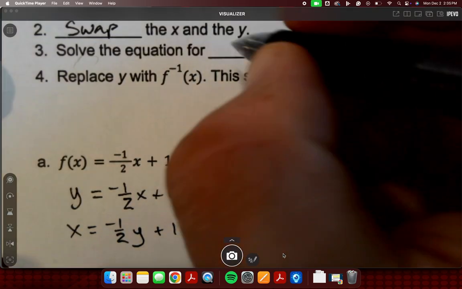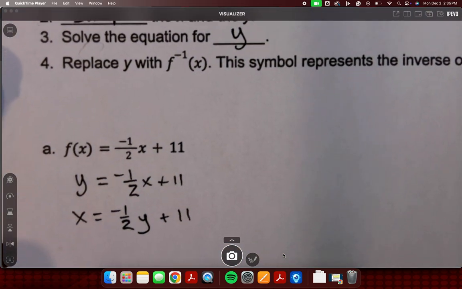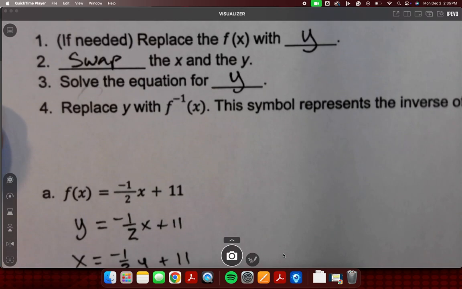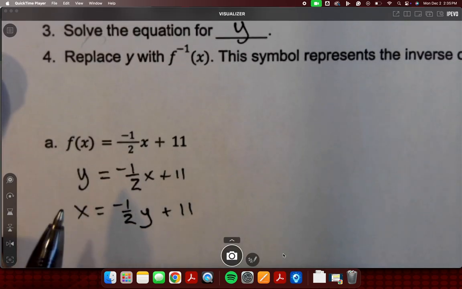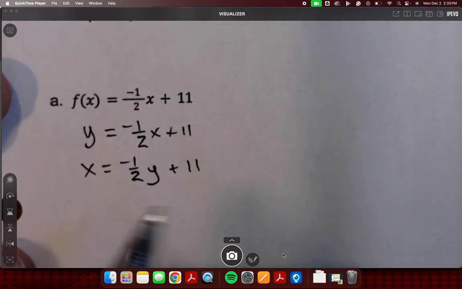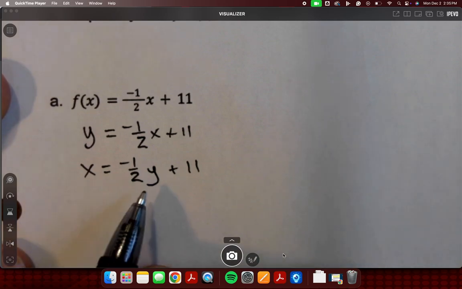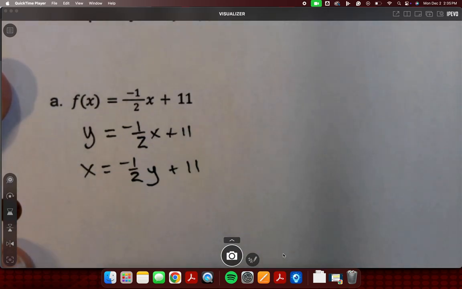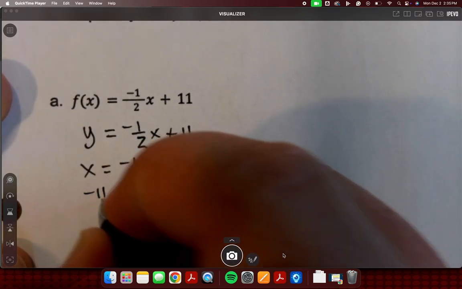So the next step is to solve the equation for y. Okay, so here's where the work gets a little bit tougher. Those first two steps are very straightforward. You just change f of x to y, swap the x and the y. Now we've got to get y by itself. So x is by itself right now. We're going to try to rearrange it so that y is by itself. So I'm going to subtract 11 from both sides first.